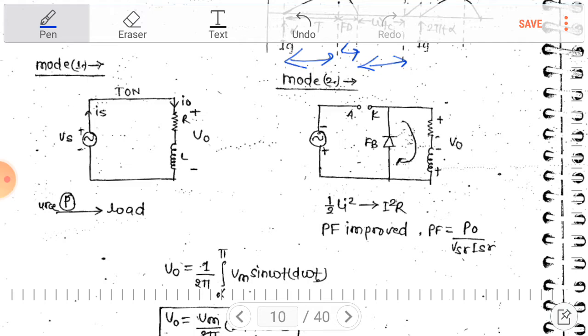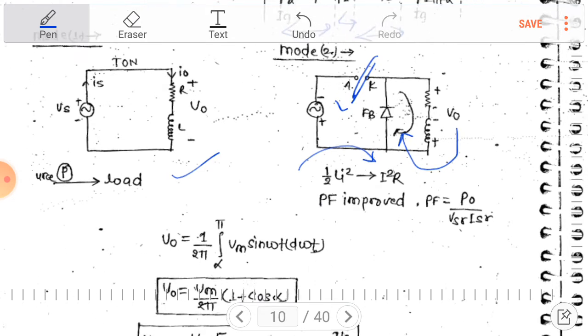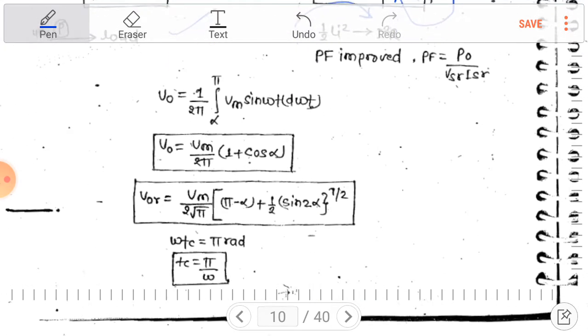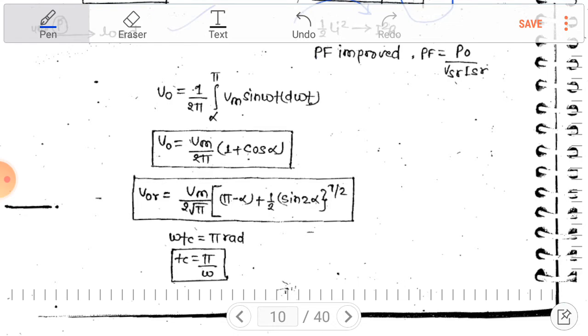So in mode 1, source is delivering to the load, and in mode 2, the thyristor is turned off and source and load are disconnected, but inductance has some energy, so it will deliver to the resistance. So half L i square is delivered to i square R. Power factor is improved. This is the result of the freewheeling diode.